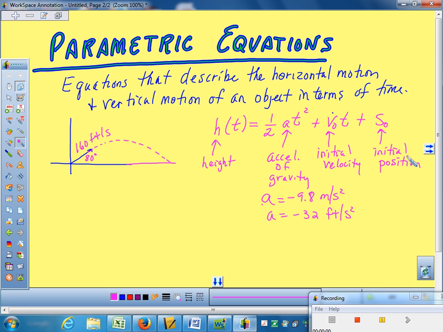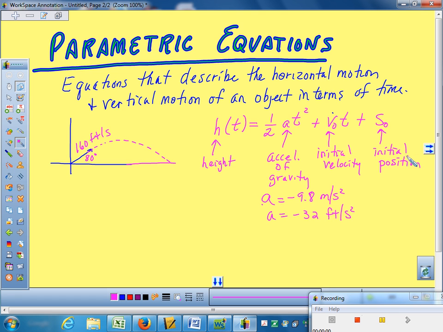Initial position. Now, that formula is when we shot things straight up or straight down. We now want to shoot things at an angle, so we're going to have to alter our formulas just slightly. That was also the height. Is that your horizontal motion or your vertical motion?